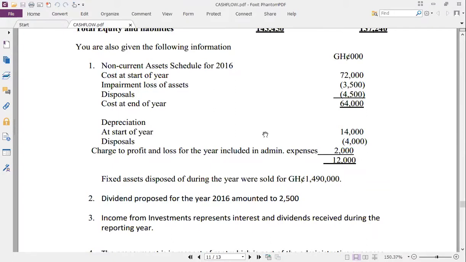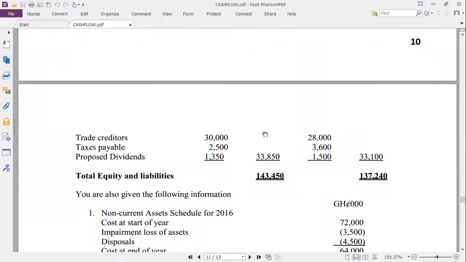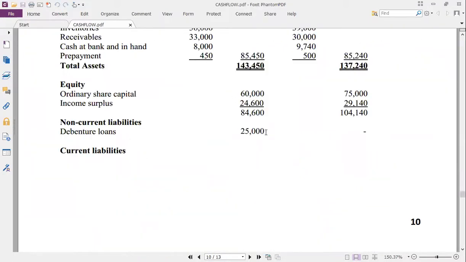It must give us the closing balance. So the closing balance is 29,140 there. So that means it has balance. There's no issue. How do we get it? So it means we still didn't get the dividend paid. Yes, still didn't get the dividend paid.